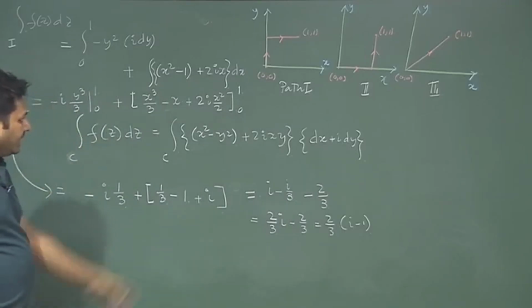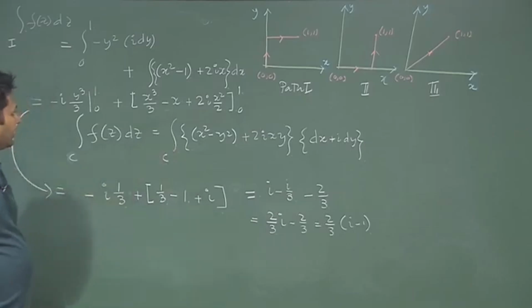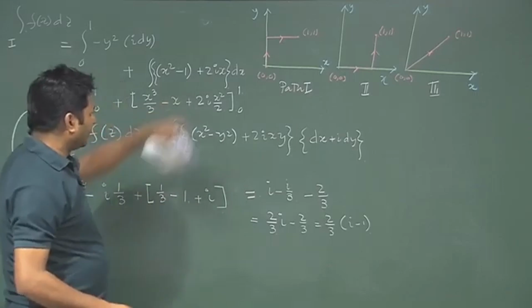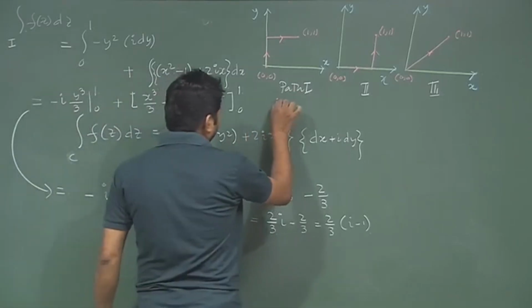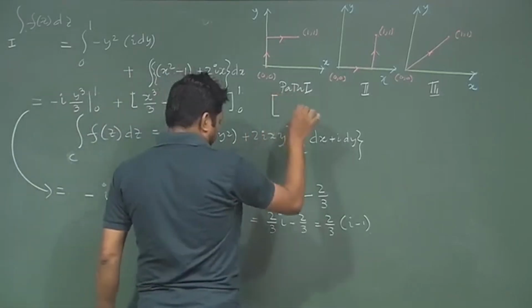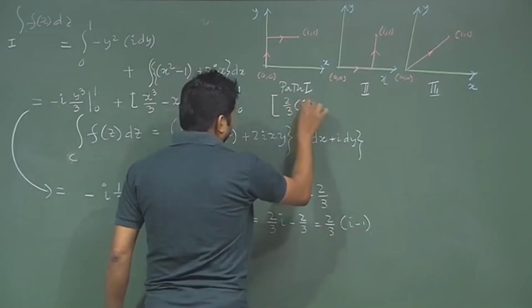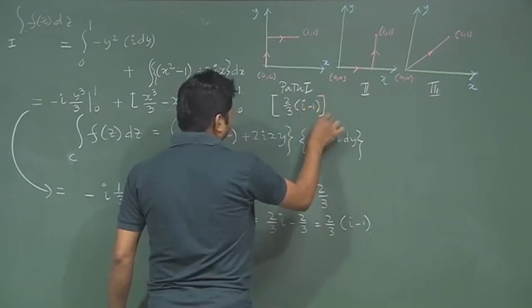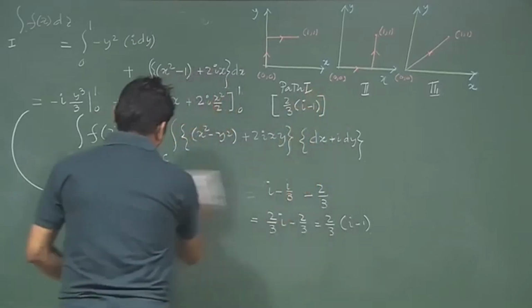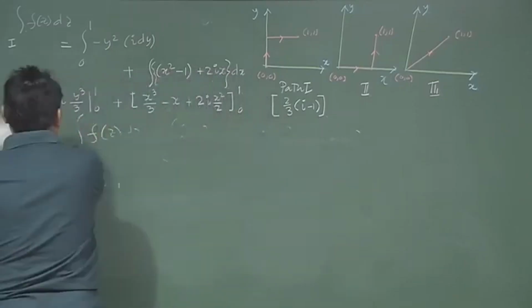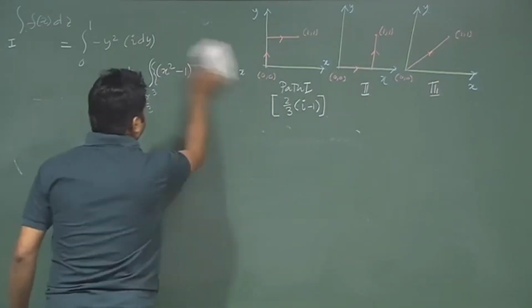So, let me write down the value, I will do that for the other paths. For this path, the value of the integration I write here: it is 2 by 3 (i minus 1) for path 1. Okay, I will do the same thing for path 2 and so on. So, let me erase these things and put it somewhere here, so that it will be easier.